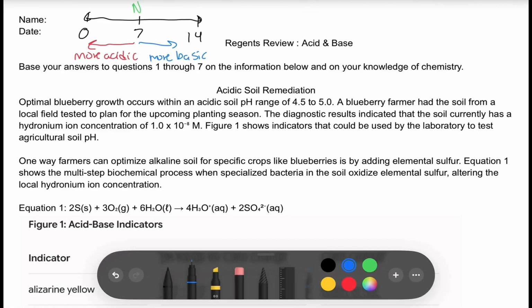Now, the pH of a solution depends on the concentration of hydronium ions. So hydronium ions is marked like this, H3O+. That is the concentration of hydronium ions. So more hydronium ions means that you have a lower pH and a more acidic solution, but fewer hydronium ions means you have a higher pH and a more basic solution. So if I were to write this, the more acidic, the more H3O+, but the more basic, the less H3O+.